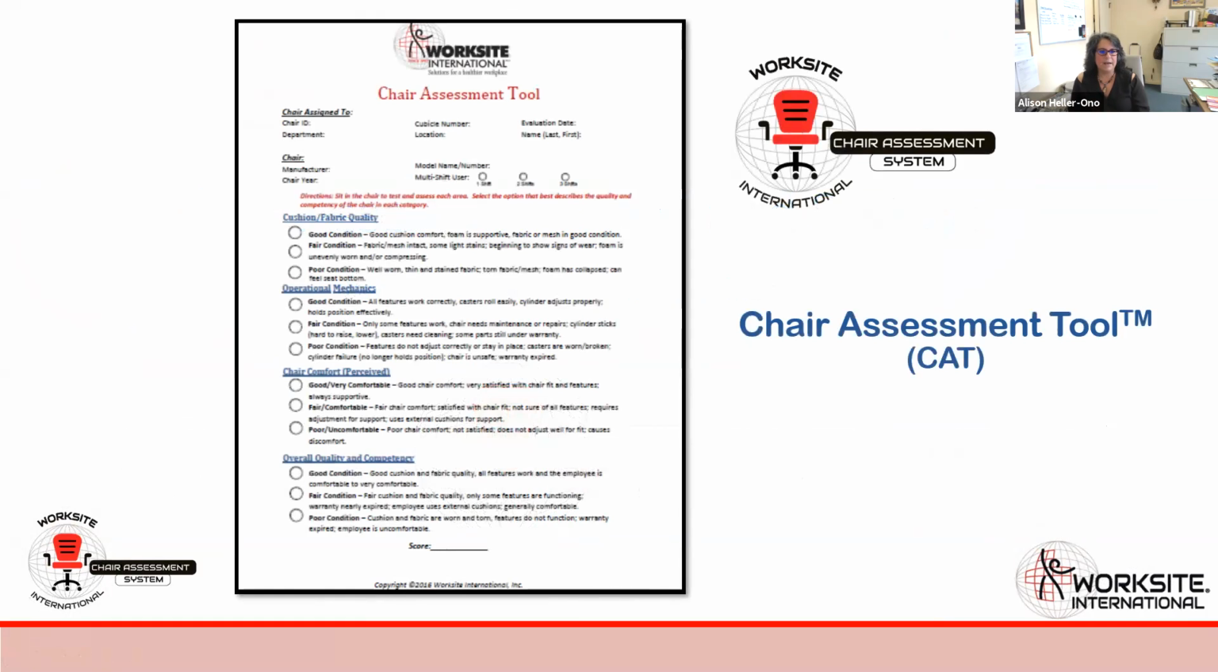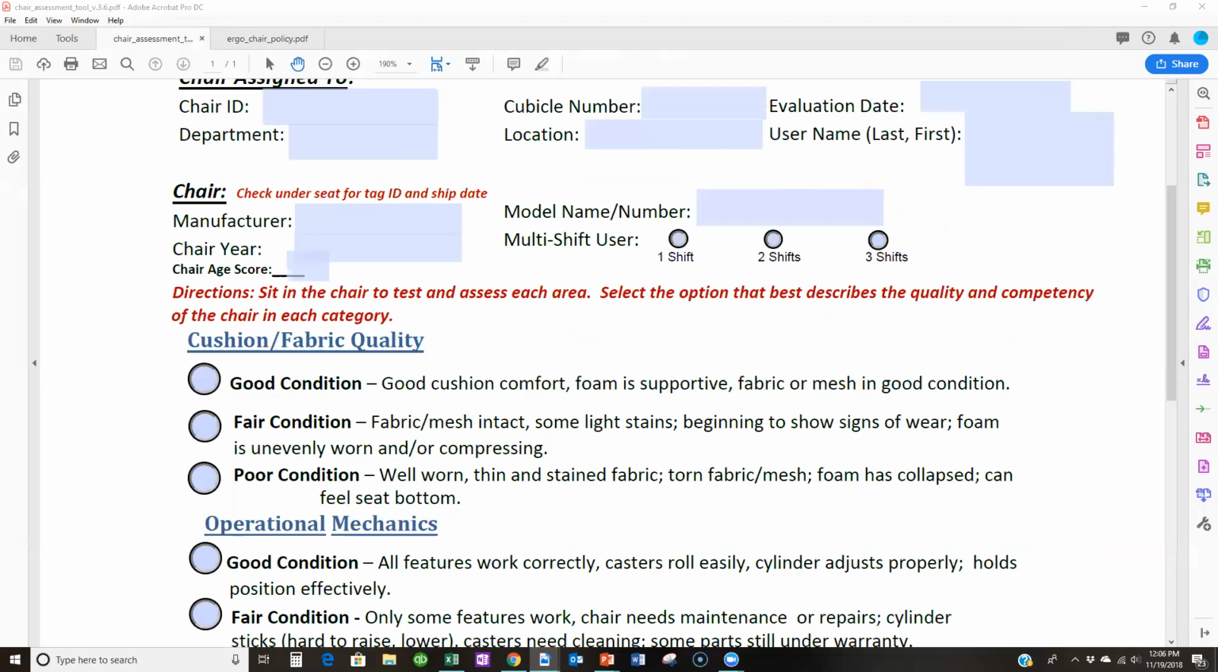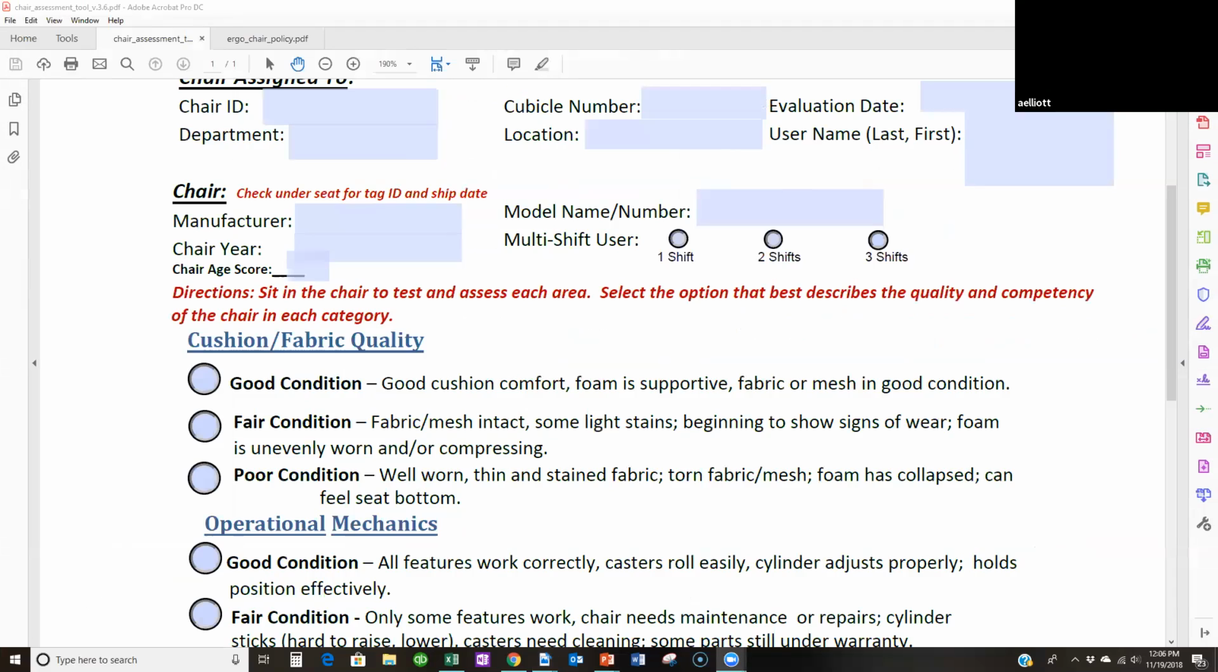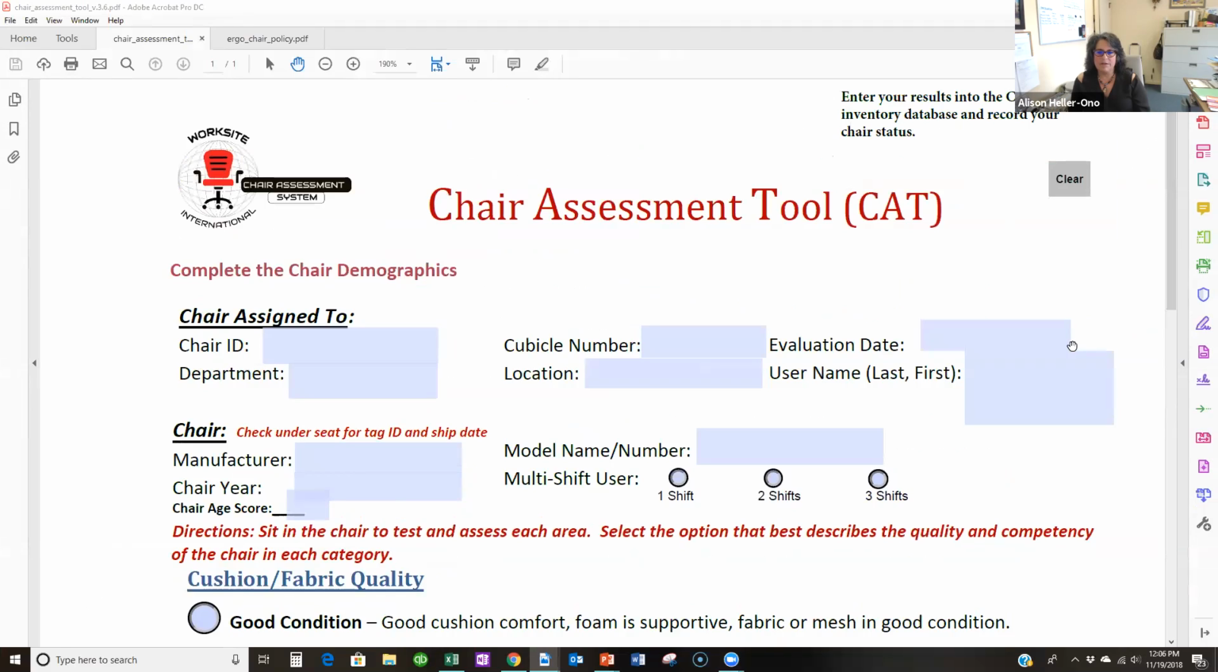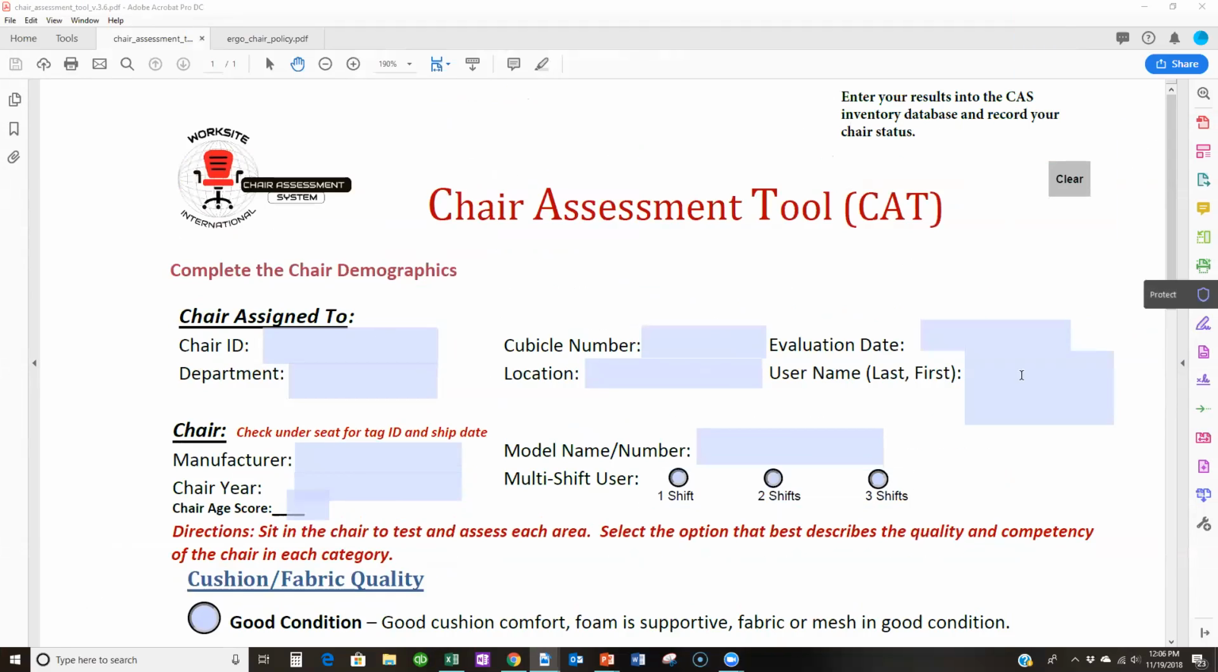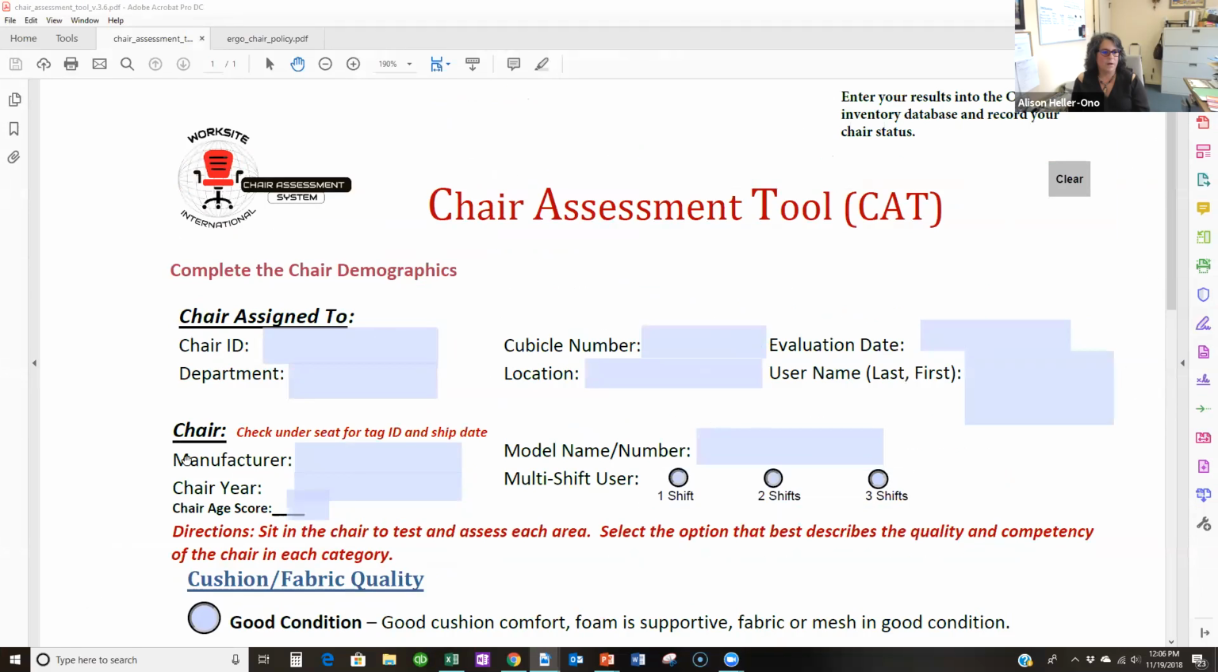Are you all hanging in there with me? Are you convinced it's something that you can benefit from? Yeah, I'm here. Yes. All right, great. Definitely. Okay. So right now you should see the chair assessment tool. Everybody see it? Yes? Yes. The whole form, not from the PowerPoint, but from the form.